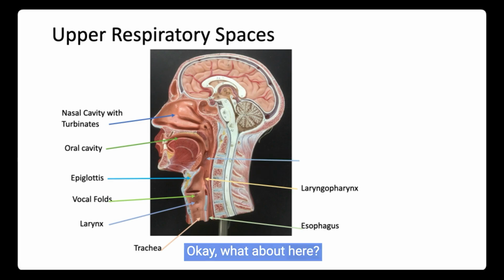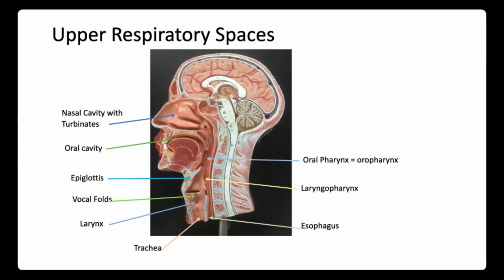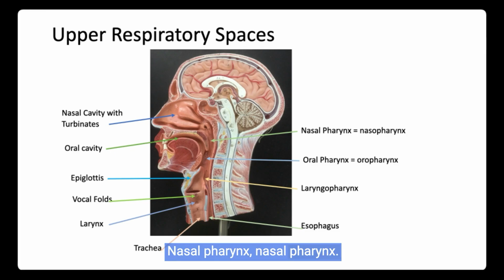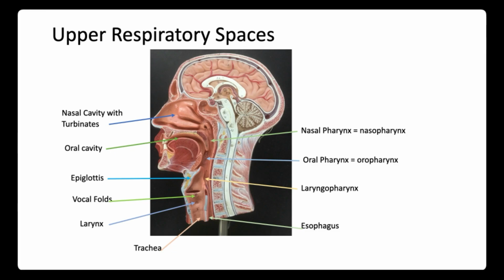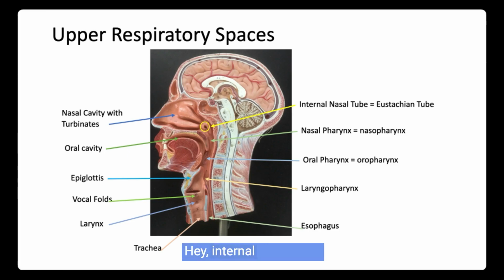Okay. What about here? That's right. Oropharynx. Pharynx. About right here. That's right. Nasopharynx. About right here. Good. Internal nasal tube. Eustachian tube. Let's keep moving.